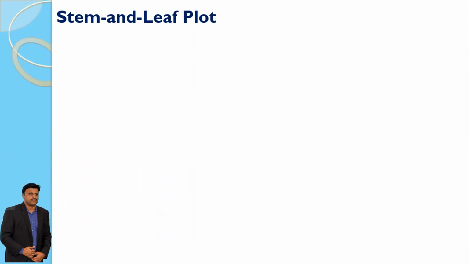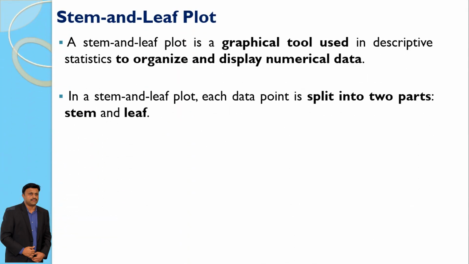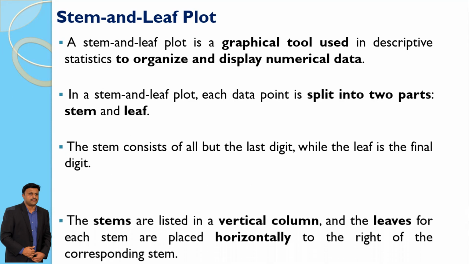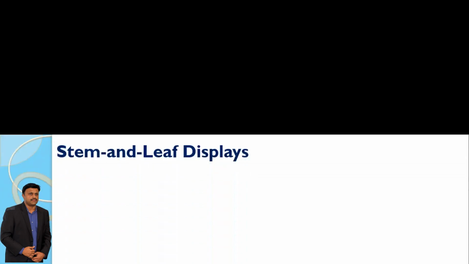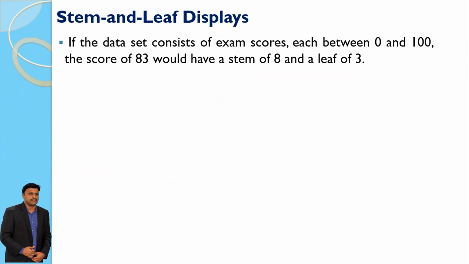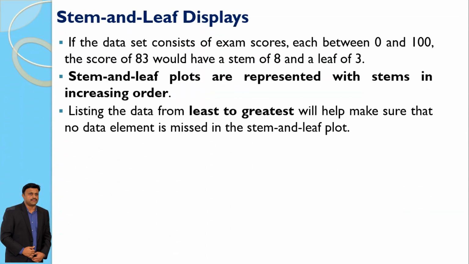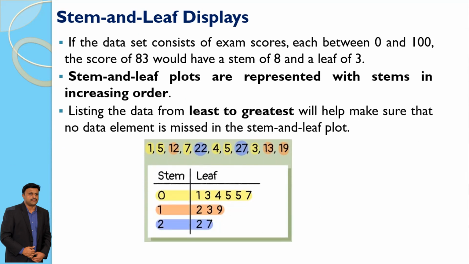A stem and leaf plot is a graphical tool used to organize and display numerical data by splitting each data point into a stem and a leaf. In a stem and leaf plot, data is listed from least to greatest to ensure no data element is missed. For example, a score of 83 would have a stem of 8 and a leaf of 3.